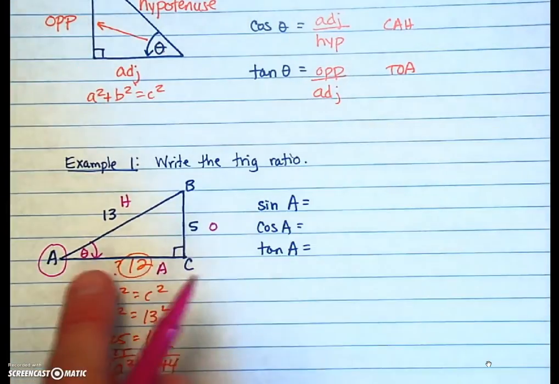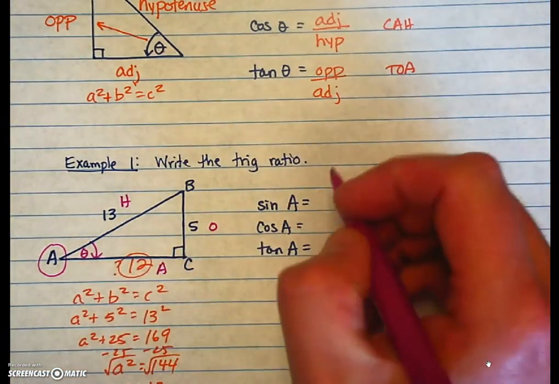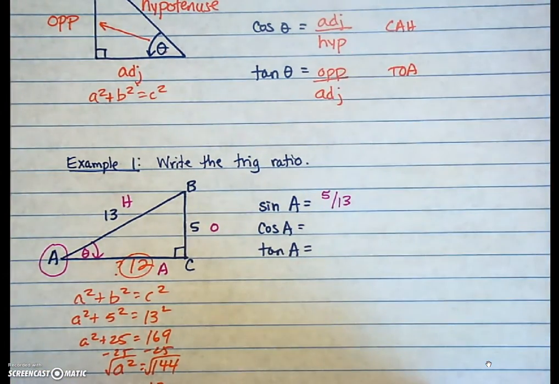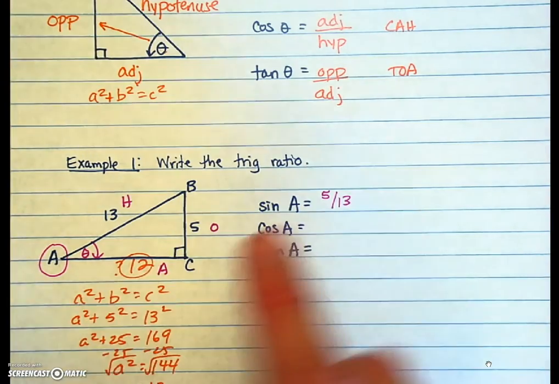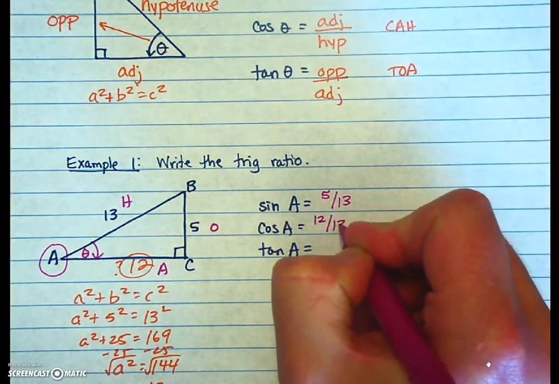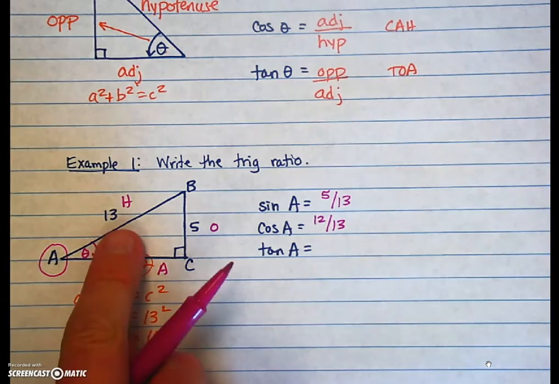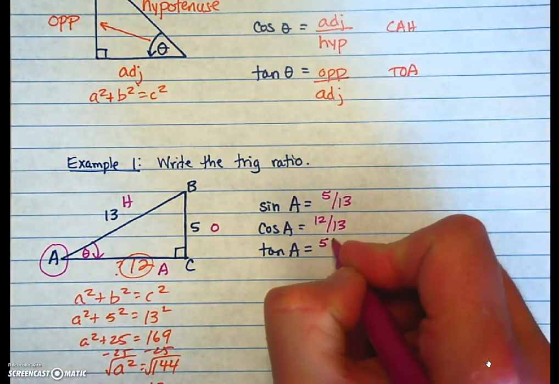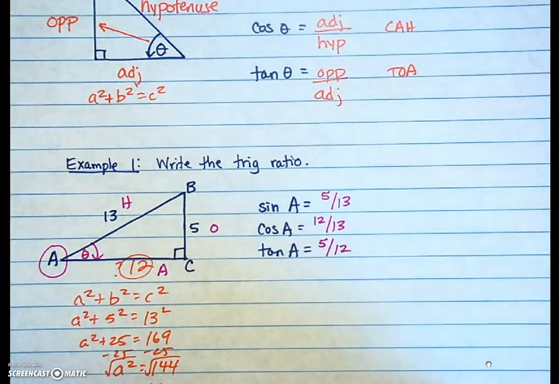The sine of A, it's opposite over hypotenuse. So it's going to be 5 over 13. Done. Okay? Cosine of A, adjacent over hypotenuse. So the adjacent side is 12, hypotenuse is 13. And then tangent is the opposite side over the adjacent side. And that's doing your trig ratios right there.